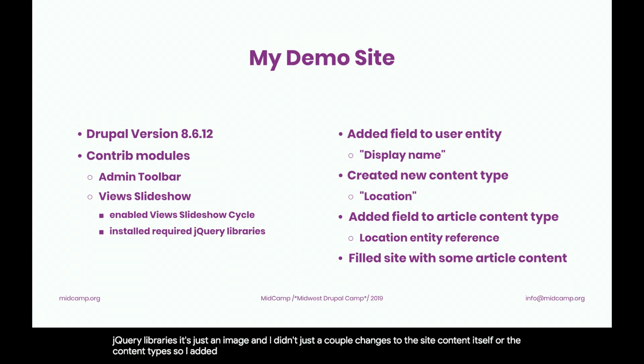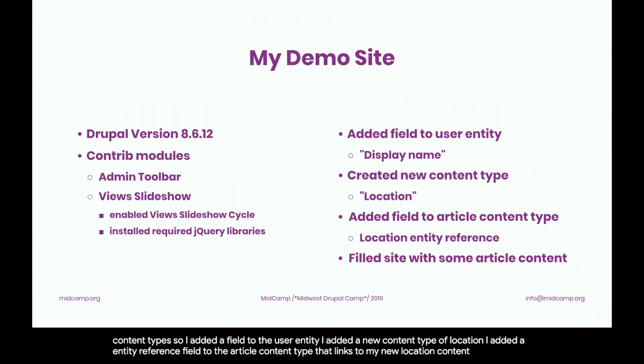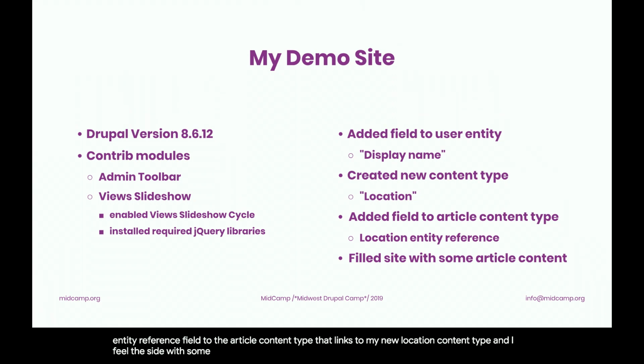And I've made just a couple of changes to the site content itself, or the content types. I added a field to the user entity. I added a new content type of location. I added an entity reference field to the article content type that links to my new location content type. And I filled the site with some article content from my library's website, just so that we have something to play with.